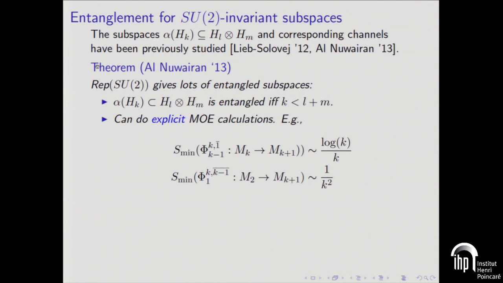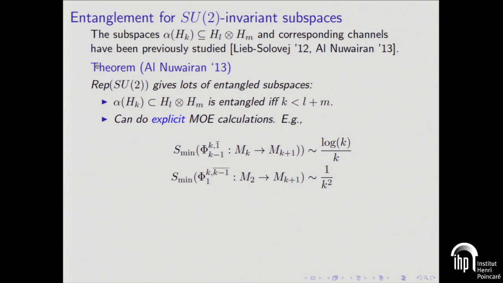And the statement is this. If I look at H_K inside of H_L tensor H_M, then it turns out to be entangled precisely when this subrepresentation H_K is not the highest weight subrepresentation. And because the representation category of SU(2) is very well understood, you can actually do lots of concrete calculations. So you can even compute minimum output entropies of various examples of channels.